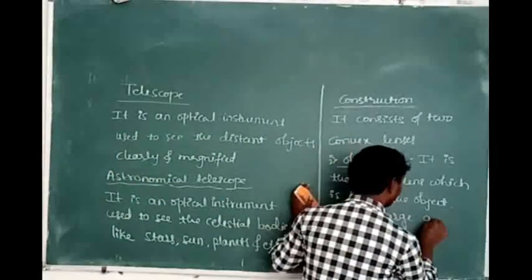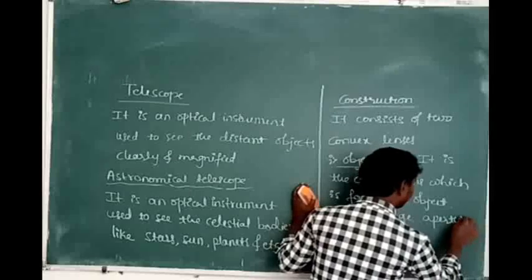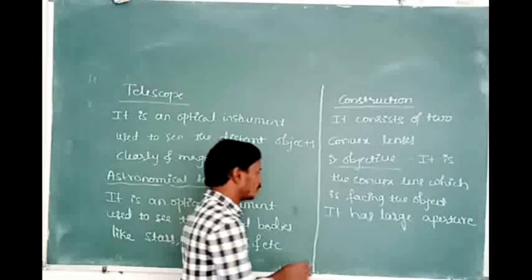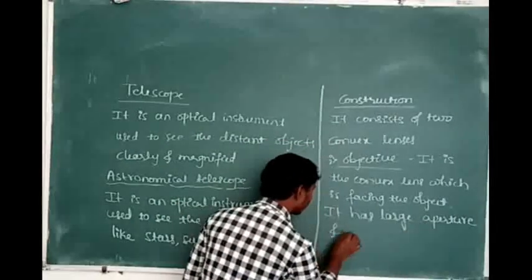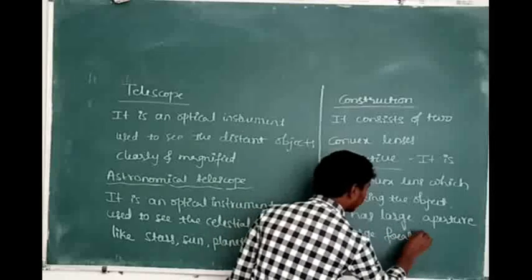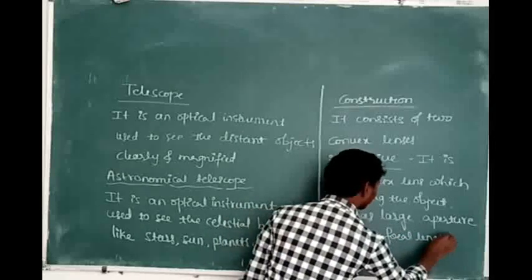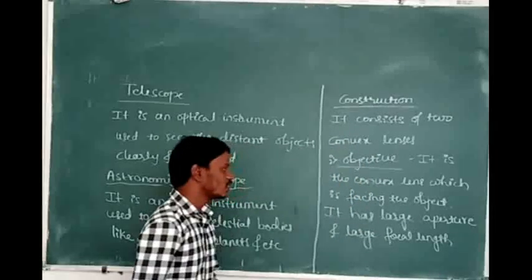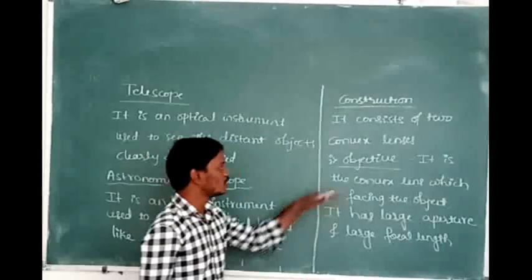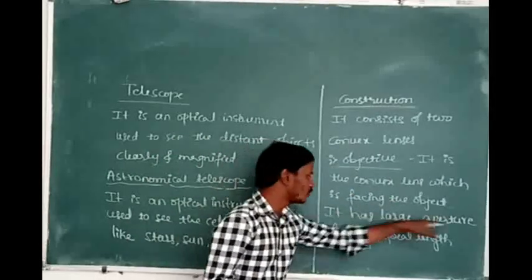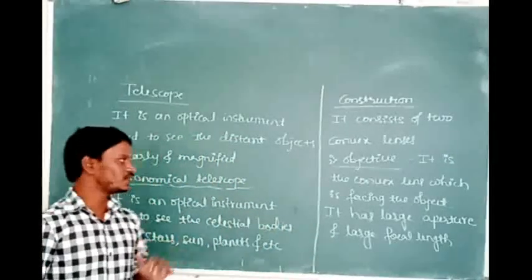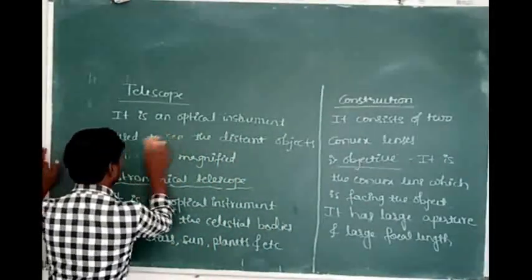It has large aperture. Aperture means here the area available for refraction of light. It has large aperture and large focal length. But in case of compound microscope, it is different. In case of compound microscope, the objective lens has small aperture and small focal length. But here, in case of telescope, the objective lens has large aperture and large focal length, it is very important.